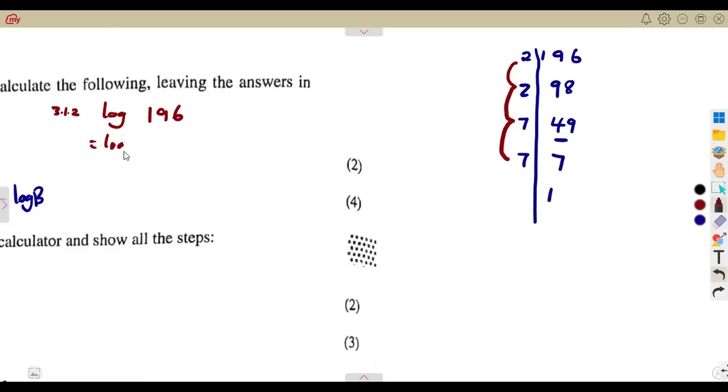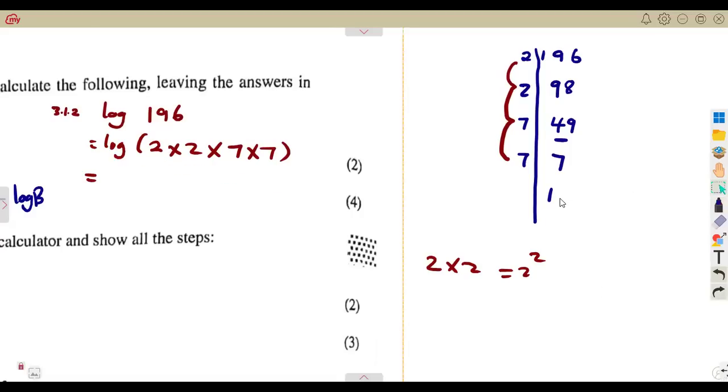So meaning to say we can write this in a way that we do understand. This here can be written as the log of these numbers, 2 times 2 times 7 times 7. Remember, 2 times 2 is the same as 2 squared. But if you do not understand this, guys, just write it as 2 times 2, 7 times 7. Just note that everything is under multiplication.